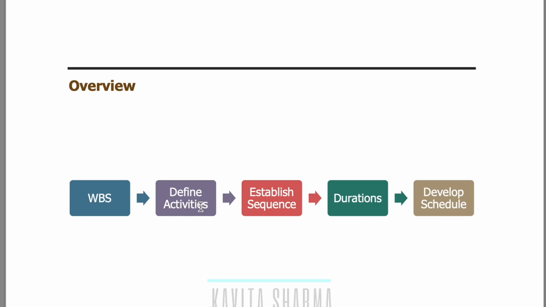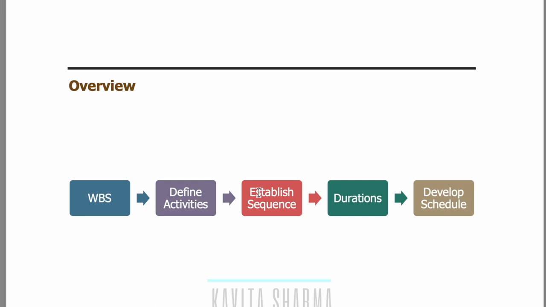What is the difference between WBS and activities? WBS is the deliverables, activities are the work needed to deliver the deliverables. For example, we discussed it in the class. If the deliverable is food, then activities would be to order food, serve it, and so on. So we define the activities.